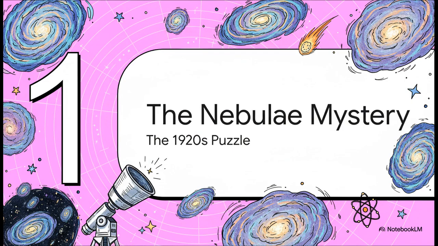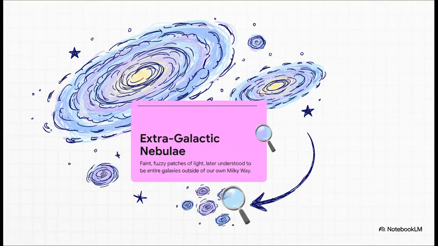All right, so let's set the stage. The main characters in this whole story, they're these things called nebulae. See, back when Hubble wrote this paper, the term extra-galactic nebula was still pretty new. For centuries, astronomers just saw these faint, fuzzy smudges in their telescopes. They had no idea what they were. But right around this time, they were just starting to realize these weren't clouds of gas in our own galaxy. No, they were immense, distant island universes, entire galaxies, just like our own Milky Way.